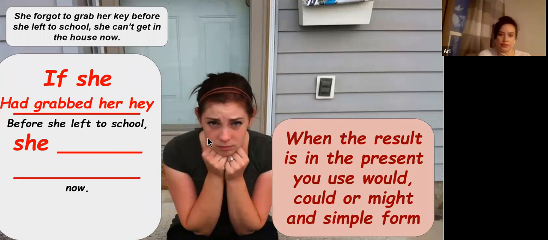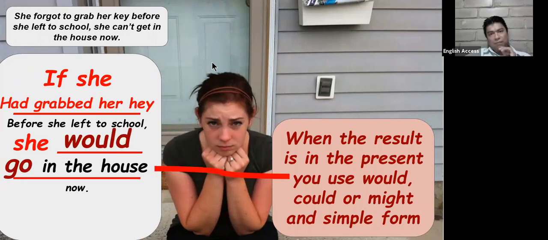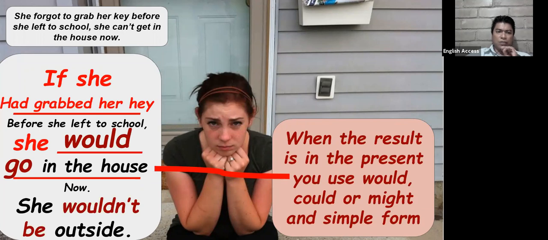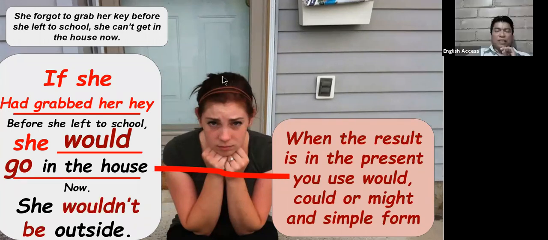She could get in the house now. She could enter her house now? Yes. Or she could go in, she would go in. A lot of things. And thinking a little more outside the box, you can say she wouldn't be outside. Right. Does anybody have any questions? Okay. Easy.